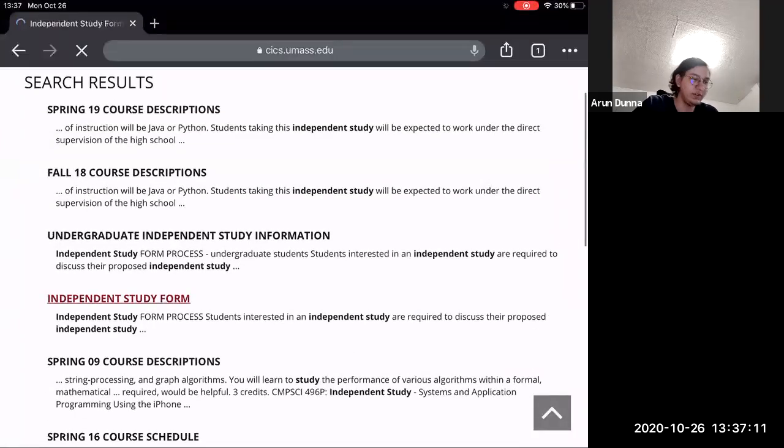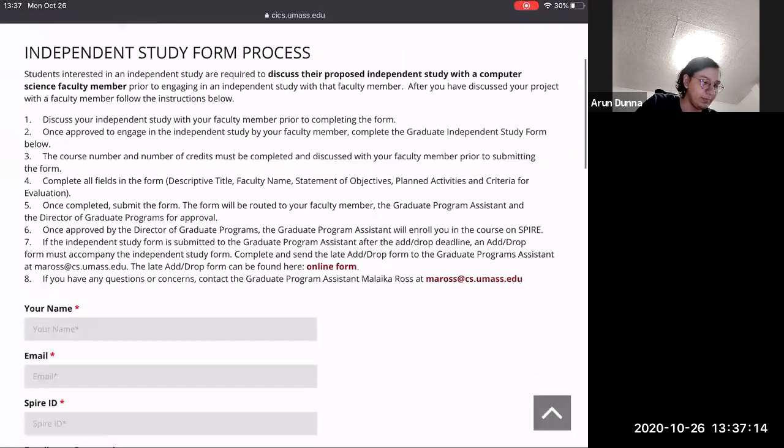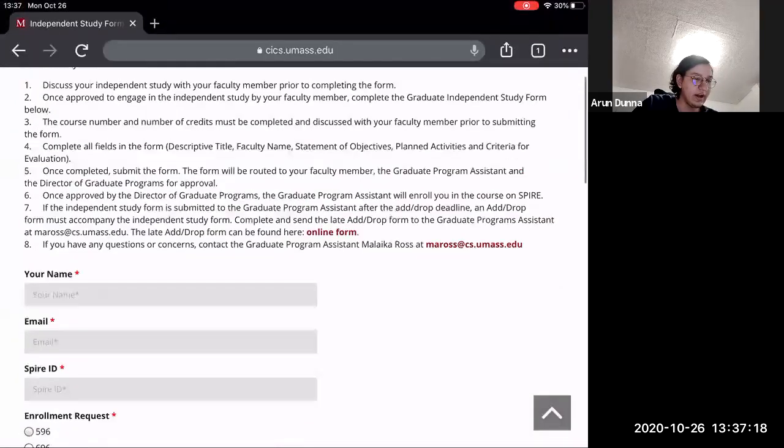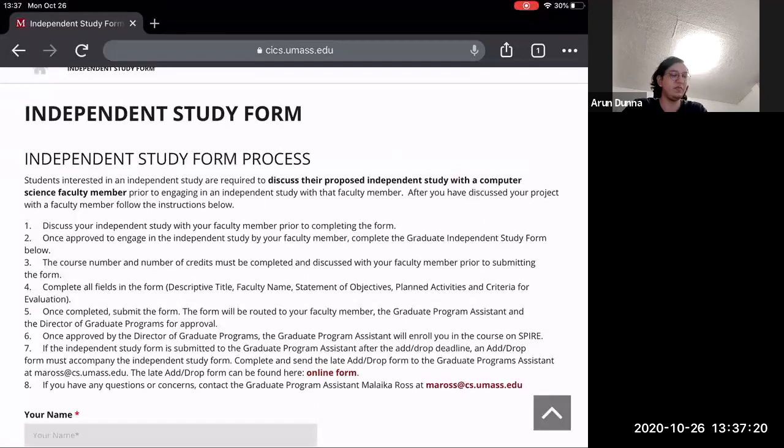Yeah. So you would just have this form that you would fill out. There's also an in-person paper one. And then it would be given to the CS administration, and then they would override enroll you in the course.